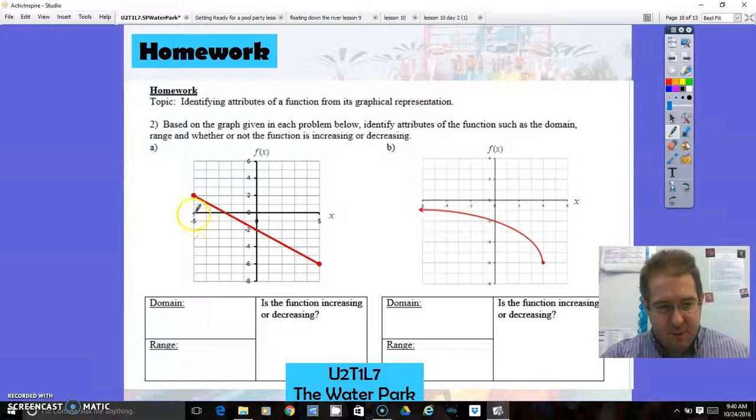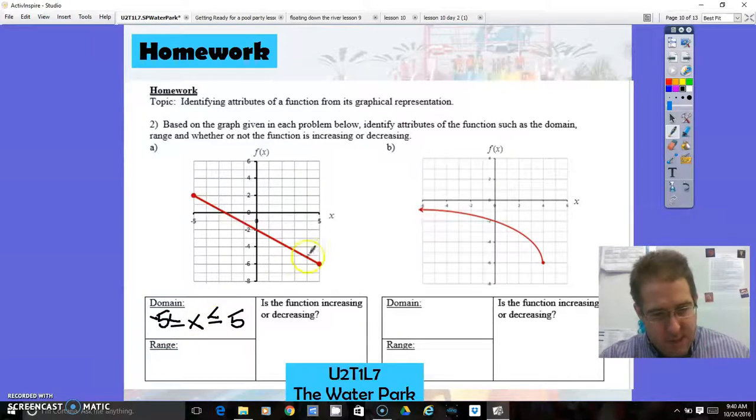Domain, I usually think of least, which is -5, to the greatest, which is +5, and x has to be anything in between. Because this is a continuous function, you have to give the interval of the domain. The range in this case goes all the way down to -6, and the highest it goes is +2. And f of x has to be in between. I'm using f of x because that's what it told me in the graph. I'm going to always use what they give me.